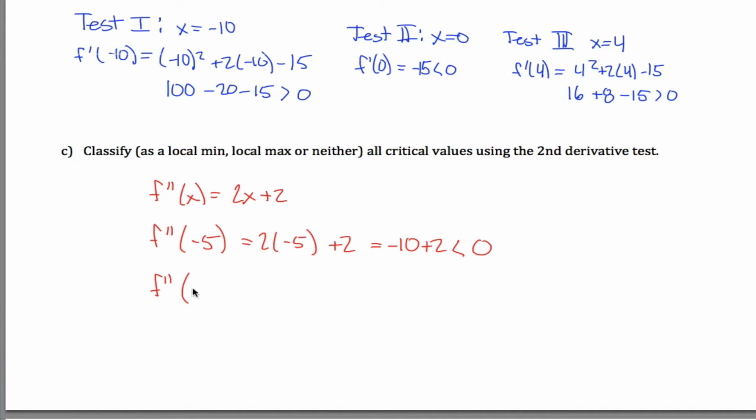What about f double prime of +3? Well, +3, I got 2 times 3 plus 2, which is 6 plus 2, which is some number, but I don't care what number it is. All I care is that it's greater than 0.